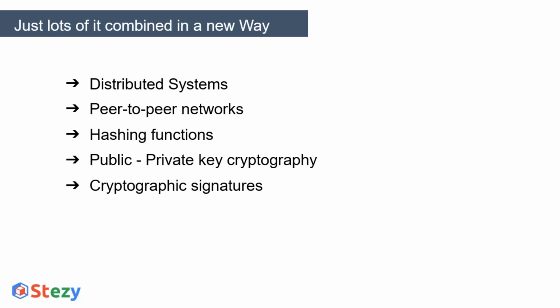So what we need to know: one is distributed systems and peer-to-peer networks. We will be discussing hashing functions and how the hash works, what public and private key cryptography is and how it works, and cryptographic signatures and their significance.